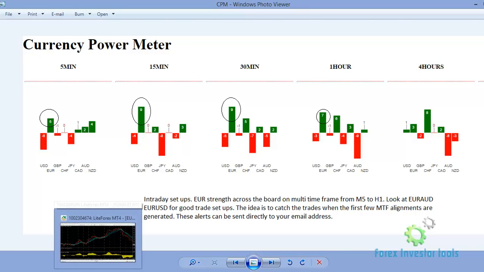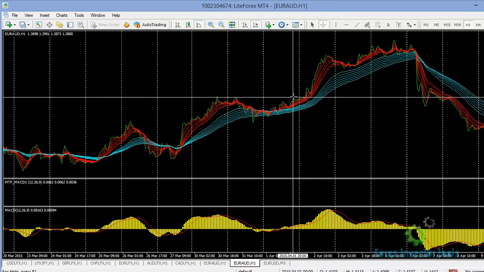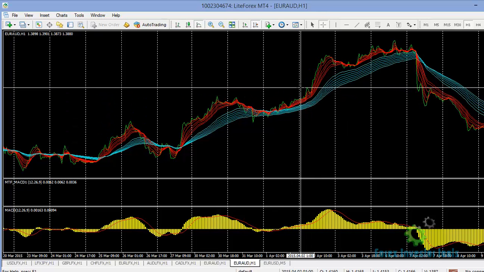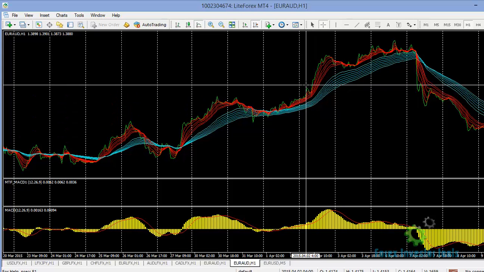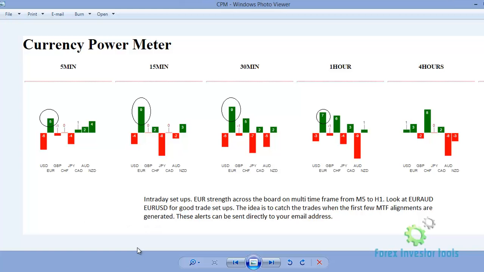So when I look at a Euro AUD chart, and I know that it's going to come back in the same direction, either you could put a pending order above the previous high, or you could simply wait for an alert to be generated.